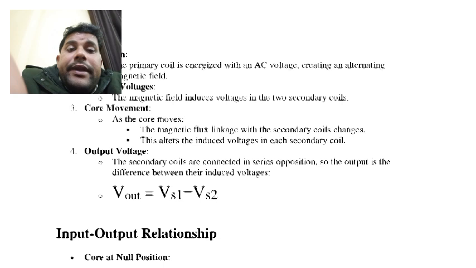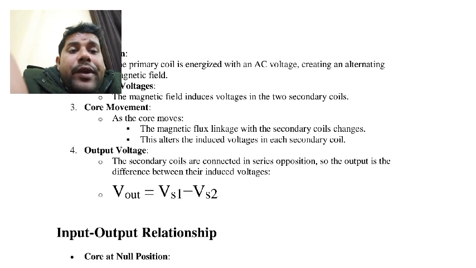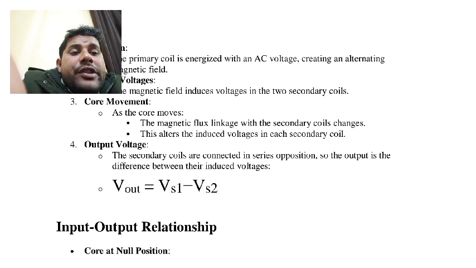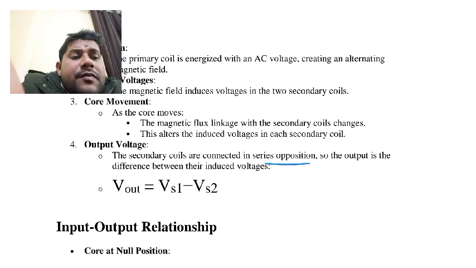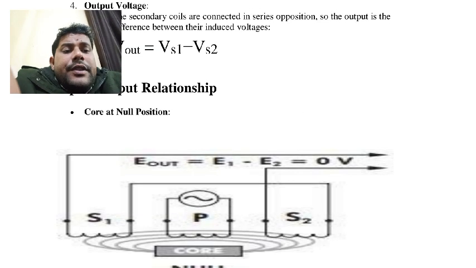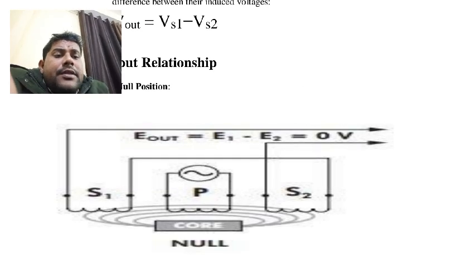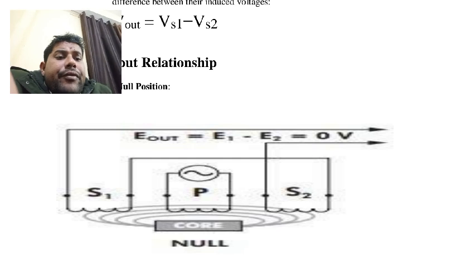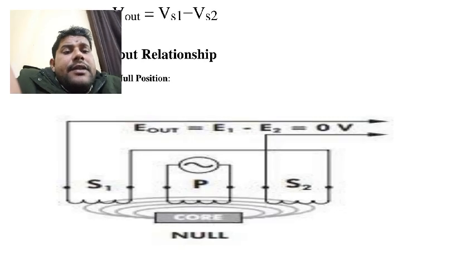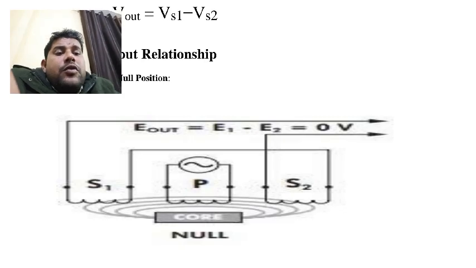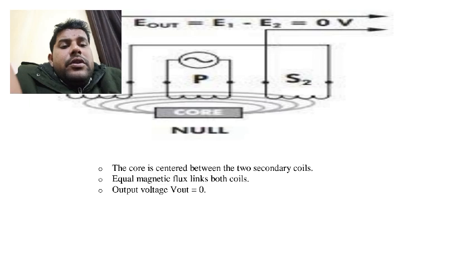Then the output voltage we can write. The secondary coils are connected in series opposition, so the output is the difference. This is the null position. Both coils have the same flux linkage, so E1 and E2 must be equal. So the output must be equal to 0.